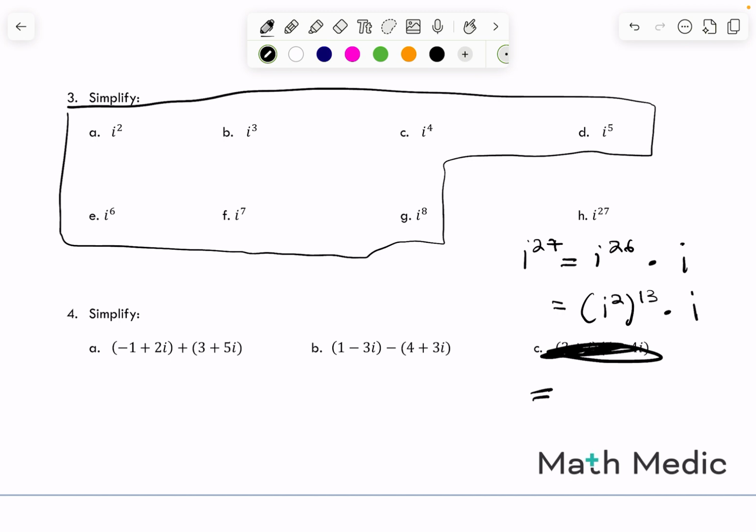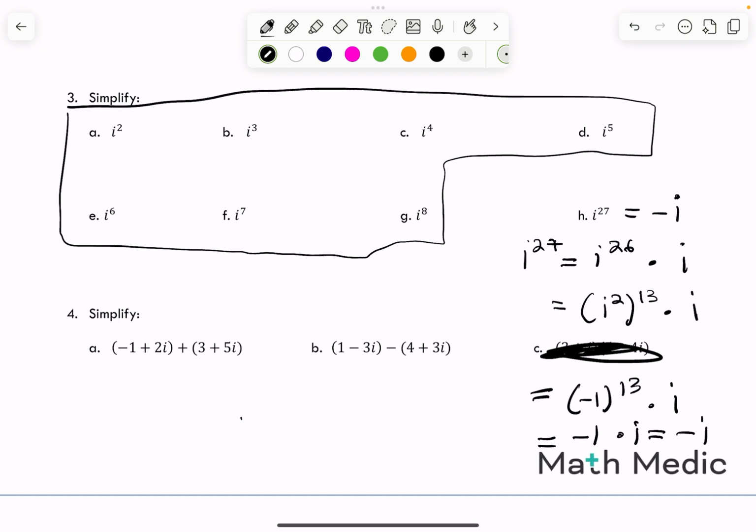And i squared is -1. And if I multiply -1 an odd amount of times, that means I'm going to get -1 times i, which is -i. So i to the 27th equals -i. All right? A little weird, but hopefully it kind of makes sense.